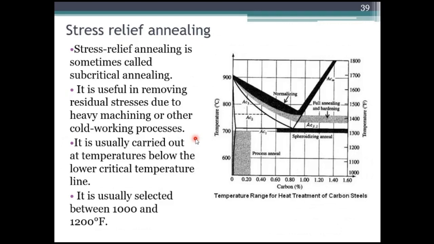It is usually carried out at a temperature below the lower critical line. This is the lower critical line. Below the lower critical line, we carry out this stress relieving annealing, usually between 1000 to 1200 Fahrenheit. Within this temperature range, you heat it and cool it, mainly to remove the residual stresses which are held in the material even after machining.